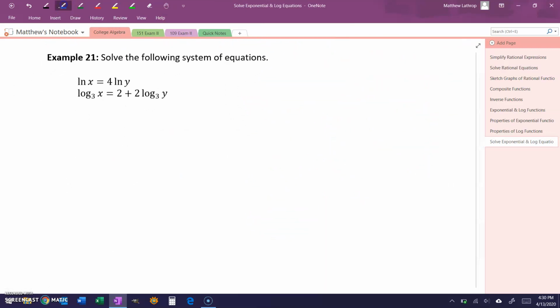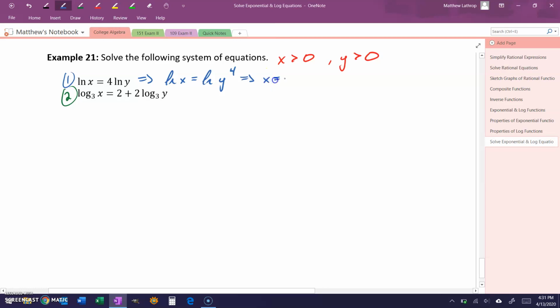In example 21, we can start off by labeling these as 1 and 2 again. And since we're taking the log of x and the log of y in different places, we know that x has to be greater than 0 and y has to be greater than 0. We can start off by rewriting equation 1 as the natural log of x is equal to the natural log of y to the fourth. Once those logarithms are exactly the same, we know that means x equals y to the fourth power. And we can make that substitution into equation 2.